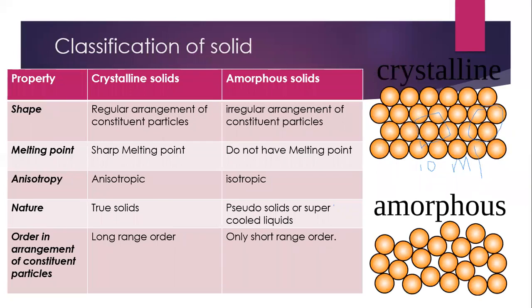Solids are classified into crystalline solid and amorphous solid on the basis of the following properties. First one, shape. In case of crystalline solid, the constituent particles are arranged in a regular pattern and they have a three-dimensional geometrical shape. But if we talk about the amorphous, in amorphous the constituent particles are arranged in an irregular pattern and they do not have a three-dimensional geometrical shape.